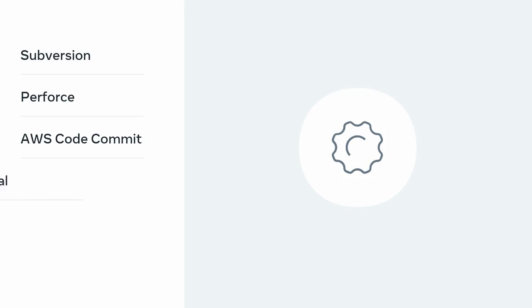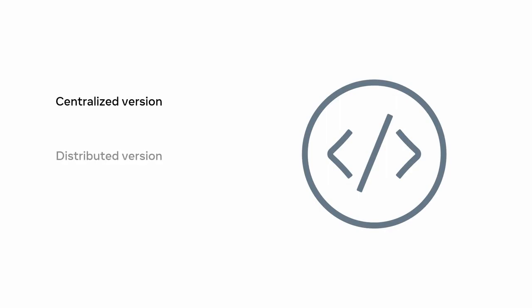In this video, you will discover the different types of version control systems, learn how they operate, and learn about their similarities and differences. There are many different version control systems available. For example, Subversion, Perforce, AWS CodeCommit, Mercurial, and Git, to name a few. Version control systems can be split into two types or categories: centralized version control systems and distributed version control systems. Both types are quite similar, but they also have some key differences which set them apart from each other. Let's start with centralized version control systems.